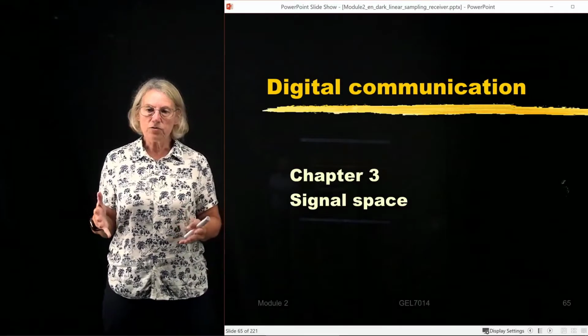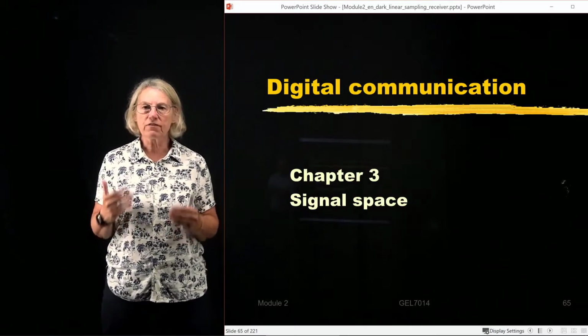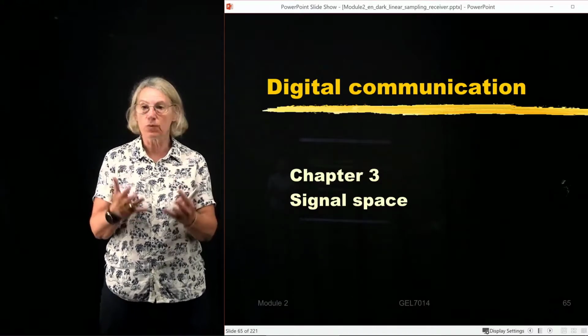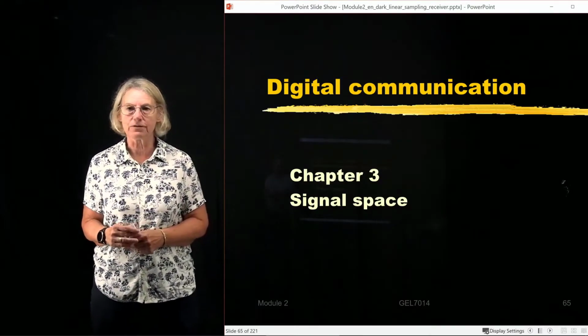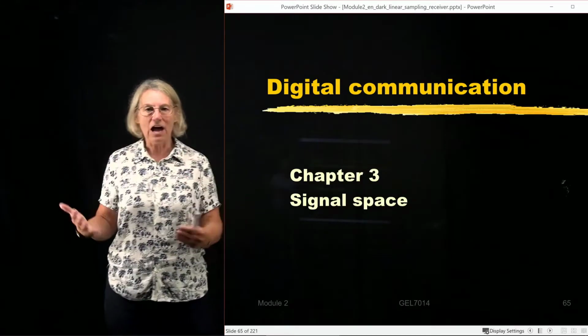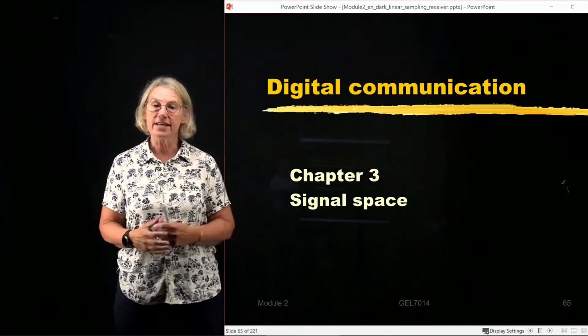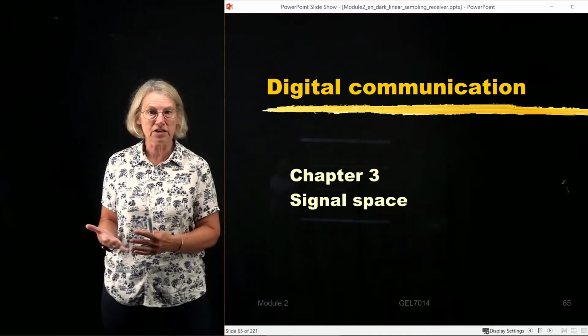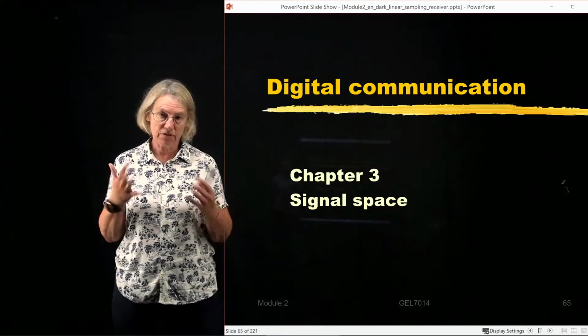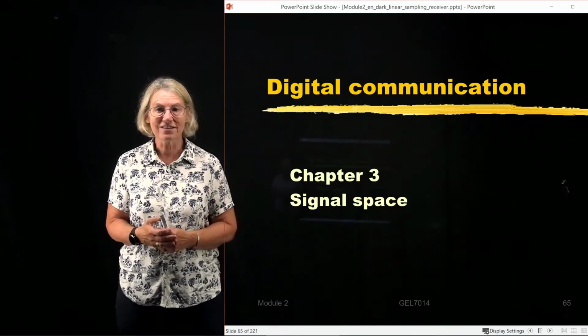So we started out by having the structure of the receiver being given to us. It was a linear sampling receiver followed by a threshold detector. Now, that allowed us to introduce many concepts, including the concept of maximum likelihood and maximum a posteriori probabilities for the maximizations for different strategies in the detection part.